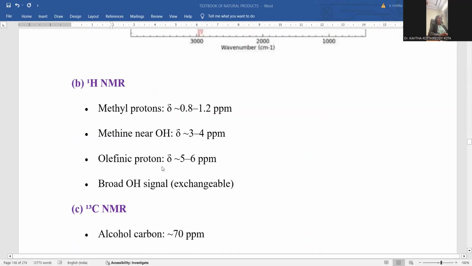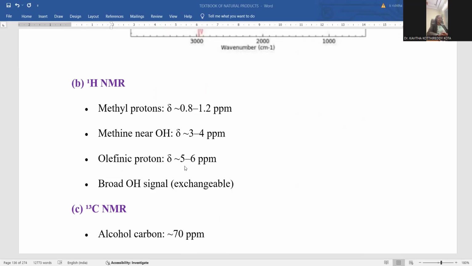Proton NMR is also very informative. In that cyclohexene, on the upside you can notice methyl, and on the bottom side you can notice isopropyl. Methyl will give the peak at 0.8 to 1.2 ppm. Then the methine carbon containing OH is able to give 3 to 4 ppm. So this hydrogen corresponds to 3 to 4 parts per million.